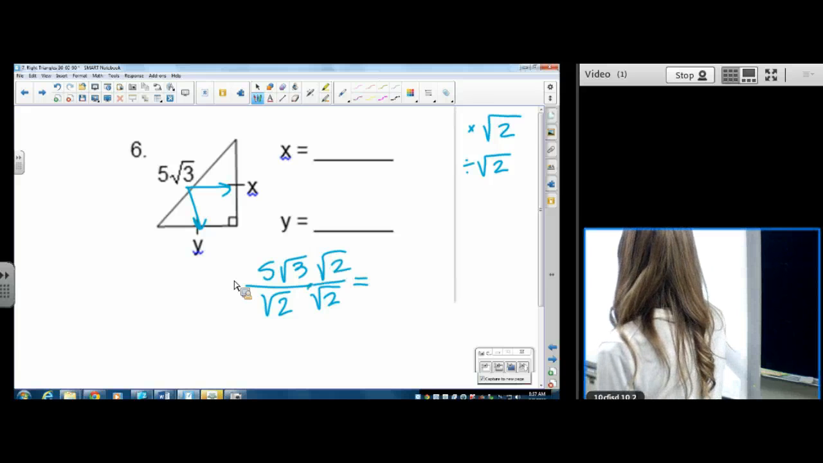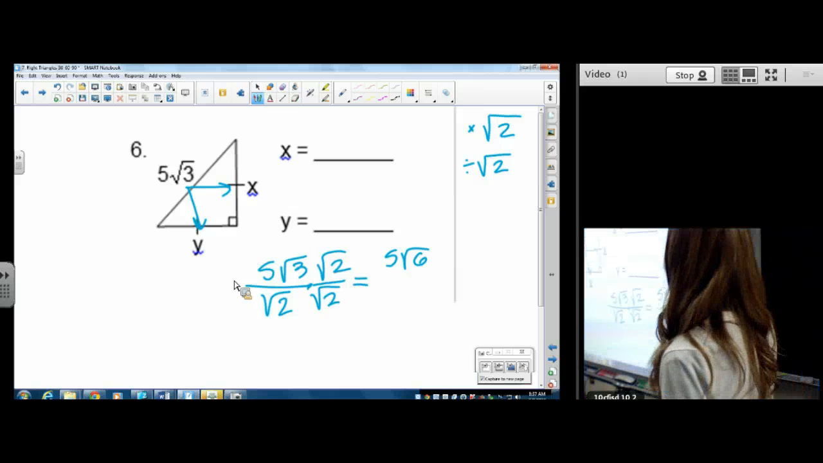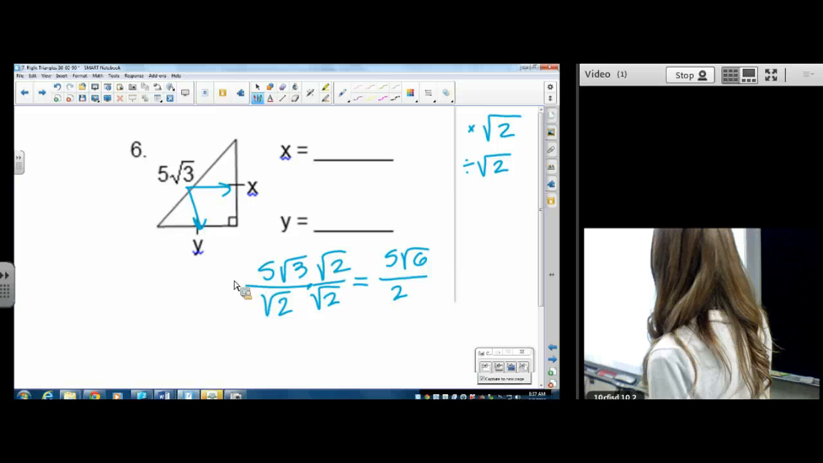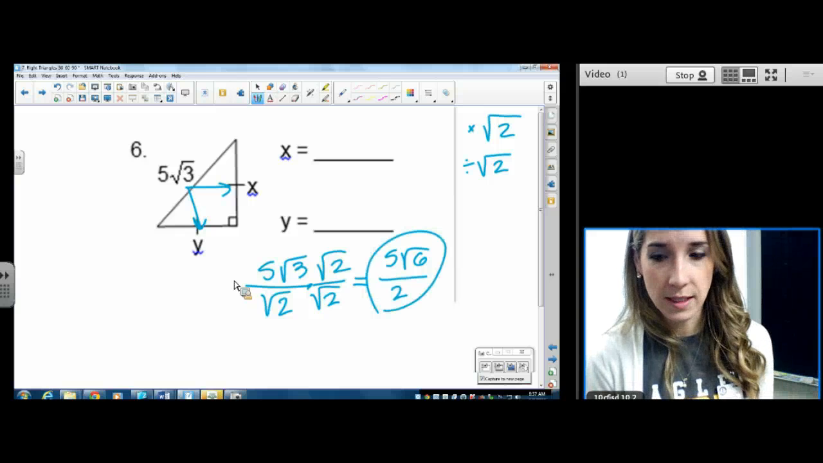So in the numerator, we're going to have 5 root 6 because we're allowed to multiply 3 times 2. And in the denominator, we're going to have 2. This is an isosceles triangle. So once you find one leg, you have found both legs.